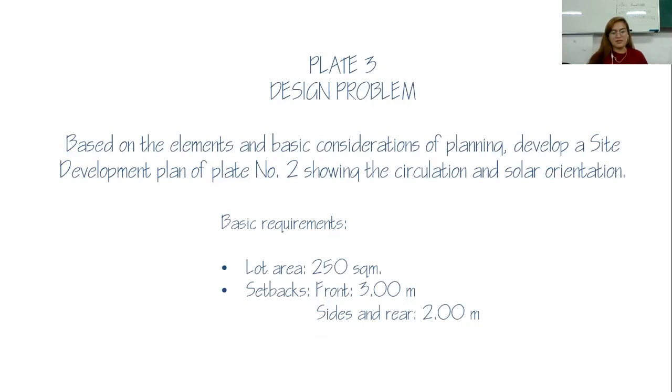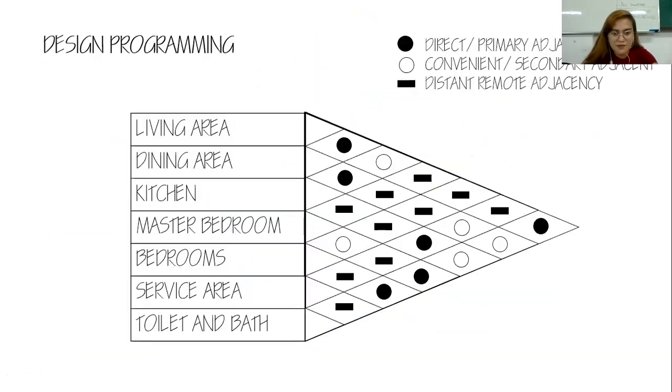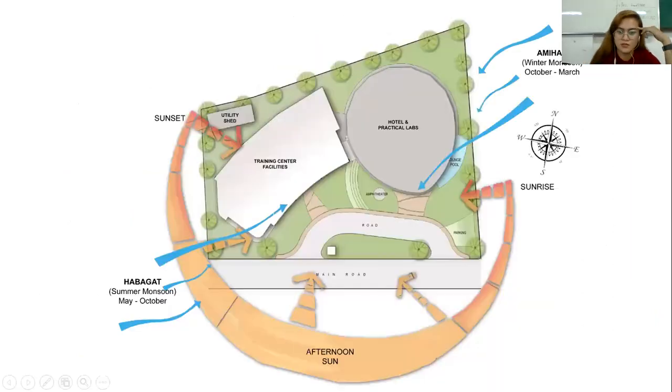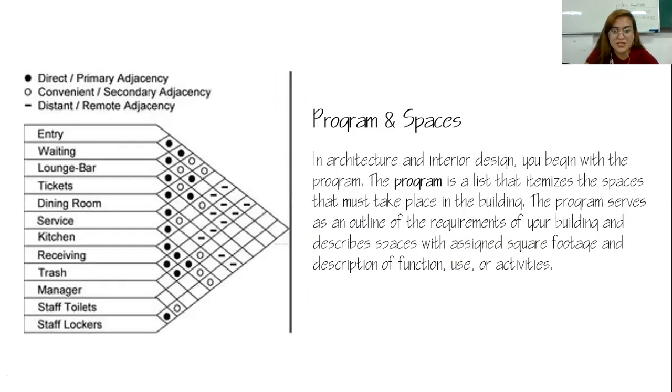What I meant for the circulation of the solar orientation is the indications. So if this is the north, you can also have it like this. Sorry. Like this. So what I meant with the solar orientation is this one here: where the sunrise is, where the sunset is. So you need to indicate that as well, along with the north direction and the prevailing winds, the Amihan and the Habagat. Okay, so basically, that's the first step in planning.